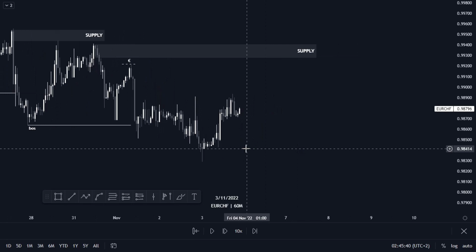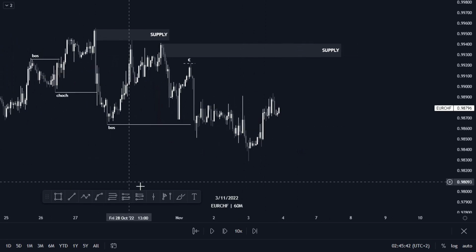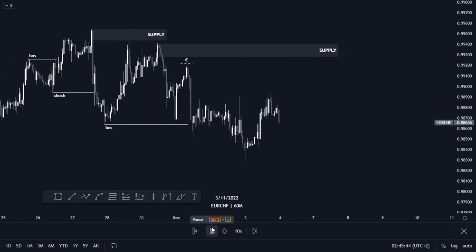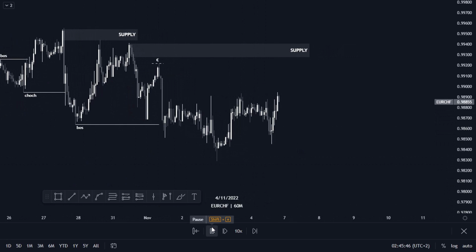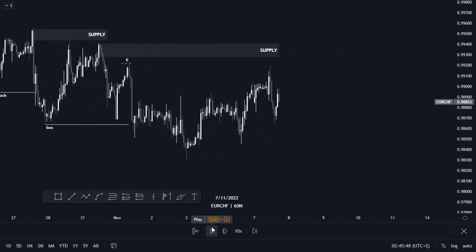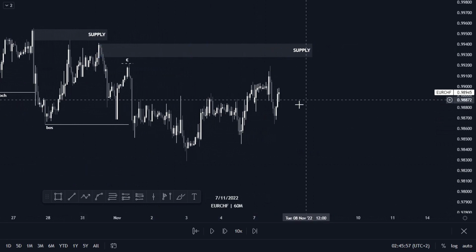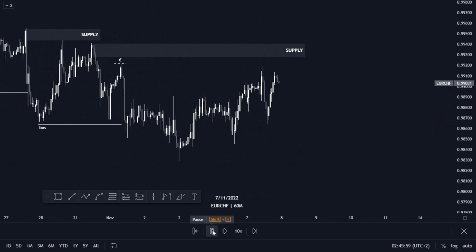Okay, so let's see what price does. Price pushing to the upside, price pushes to the upside.